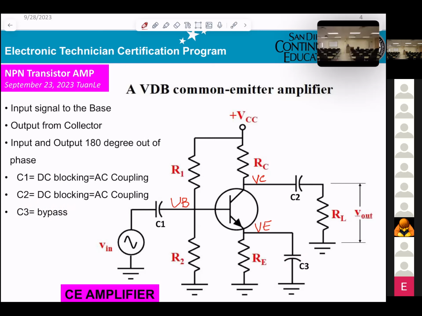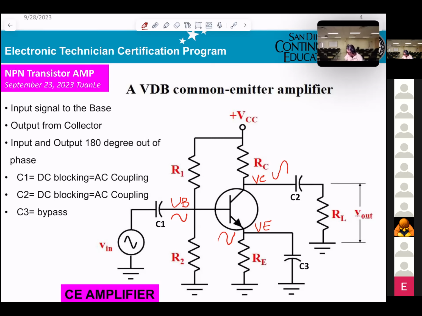Basically, you get a sine wave coming in. And this, you get a sine wave. Okay? And this one also, you get a sine wave, only the opposite. And this is supposed to get a sine wave, the same, like the base. However, C3 will be shorted for AC.